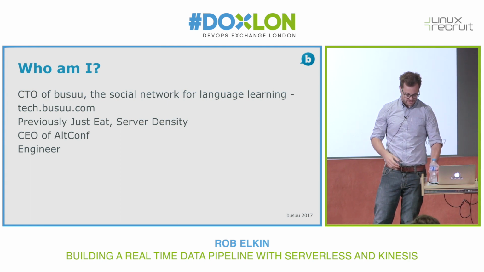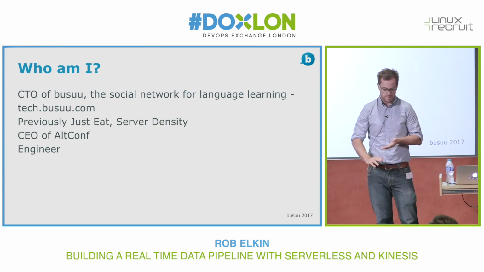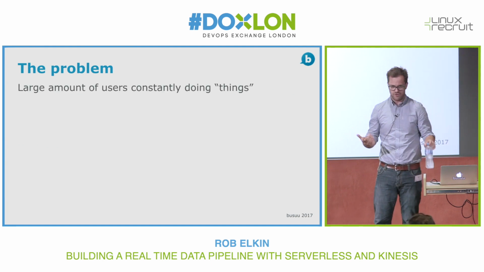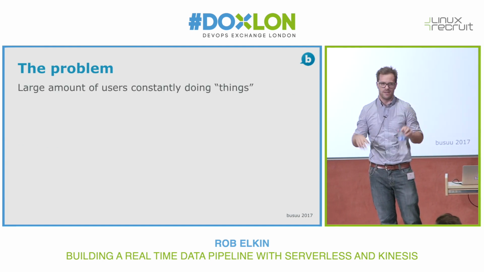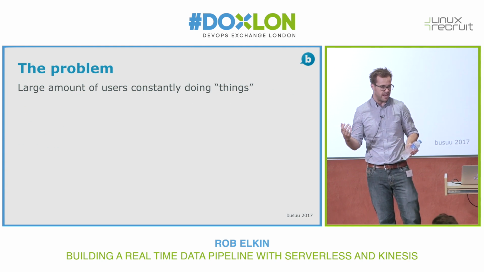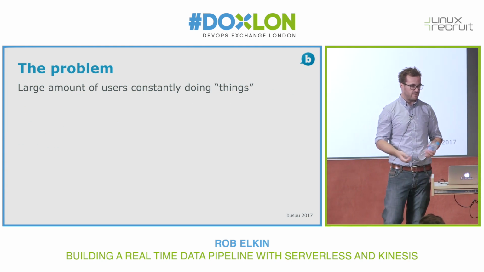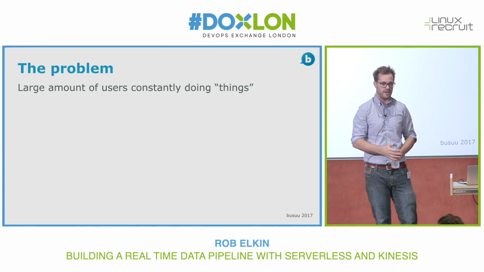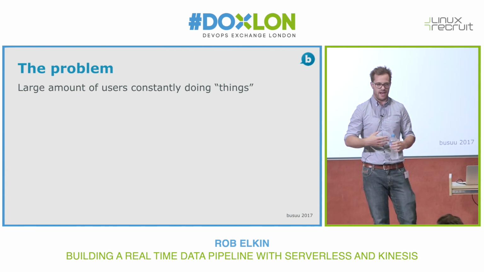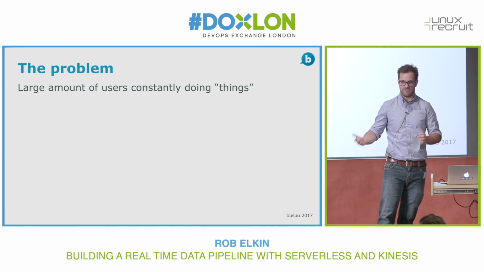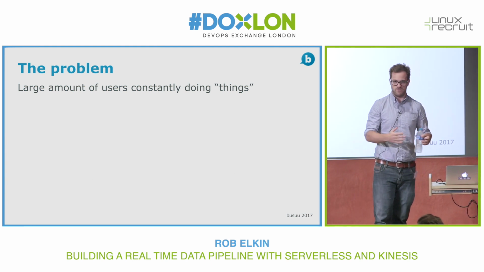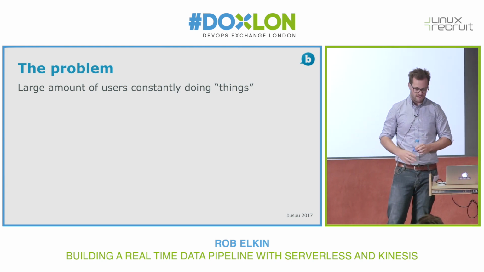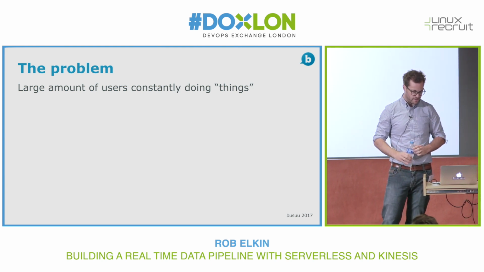So I'm going to talk about us building a real-time data pipeline. So what was our problem? We have a huge amount of users constantly doing things. We have 70 million users, and they're constantly learning. They're learning a new language all the time. They're interacting with each other because it's a social network. So they're always doing things. And all of our company wants to know the things that they're doing so that we can help them do those things better, or sell things to them, or generally make their lives a little bit easier whenever they're learning.